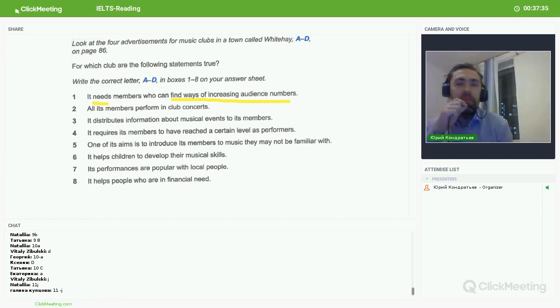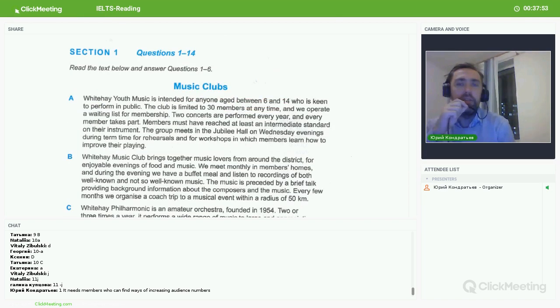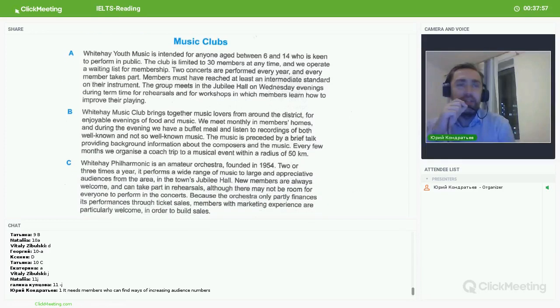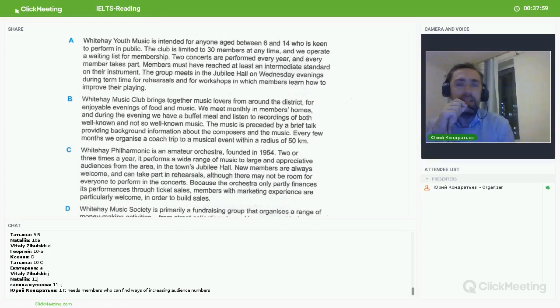So I will copy this question in the chat. I will try to copy this for you. I hope it's going to work. Yes, it needs members who can find ways of increasing audience numbers. Let's find the correct text here. So there's text A, B, C. I'll make it slightly smaller.